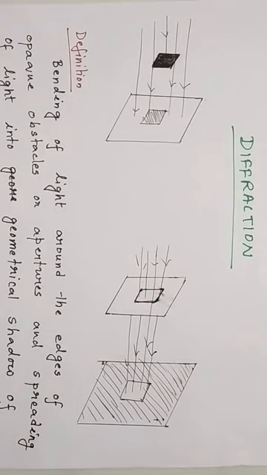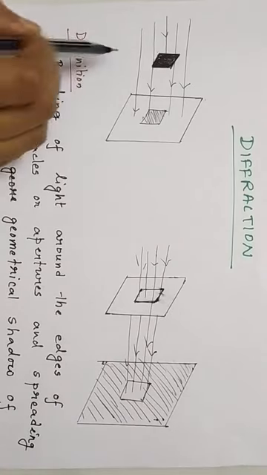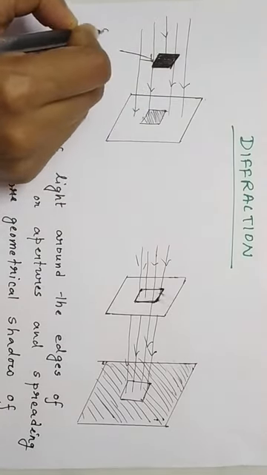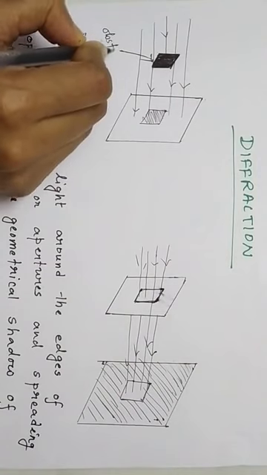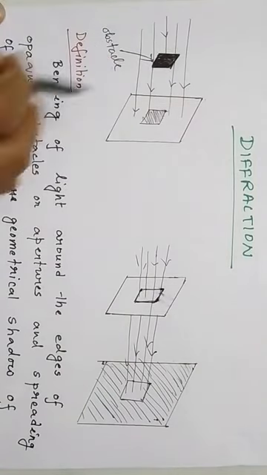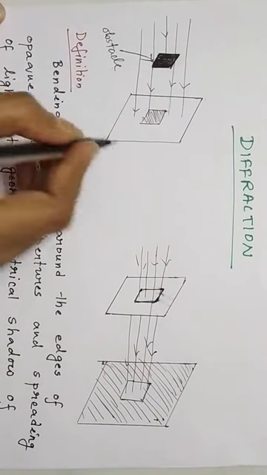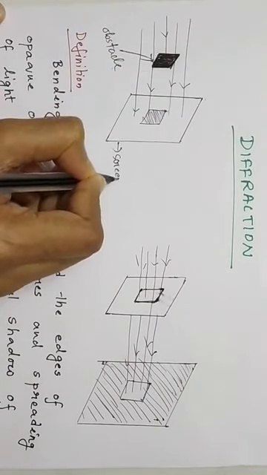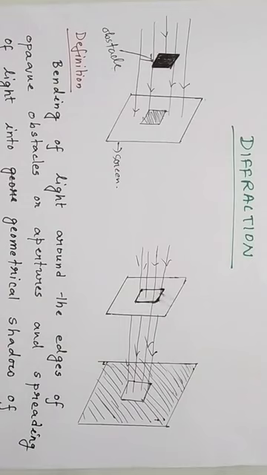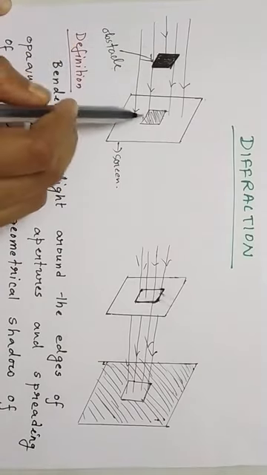It is found that some of the light bends into the region of the geometrical shadow of the aperture or the obstacle. So here you see, suppose we have a parallel beam of light passing in this direction. Over here we have an opaque obstacle, so that light cannot pass through it. And over here we have a screen. So we should get a shadow of this obstacle on this screen.